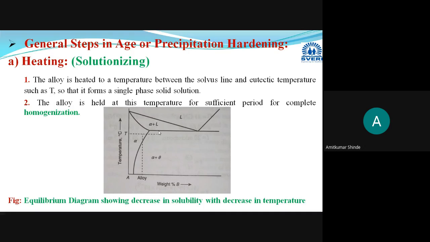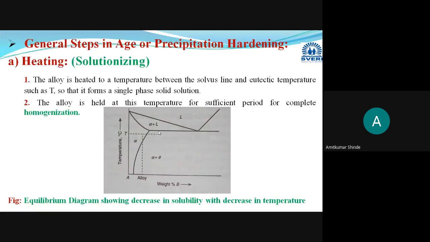These are the general steps in the aging process, or the age hardening or precipitation hardening process. Sometimes in some alloys, natural aging may occur, meaning we are not providing any heating. As time passes, its hardness automatically improves. That is termed the natural aging process.